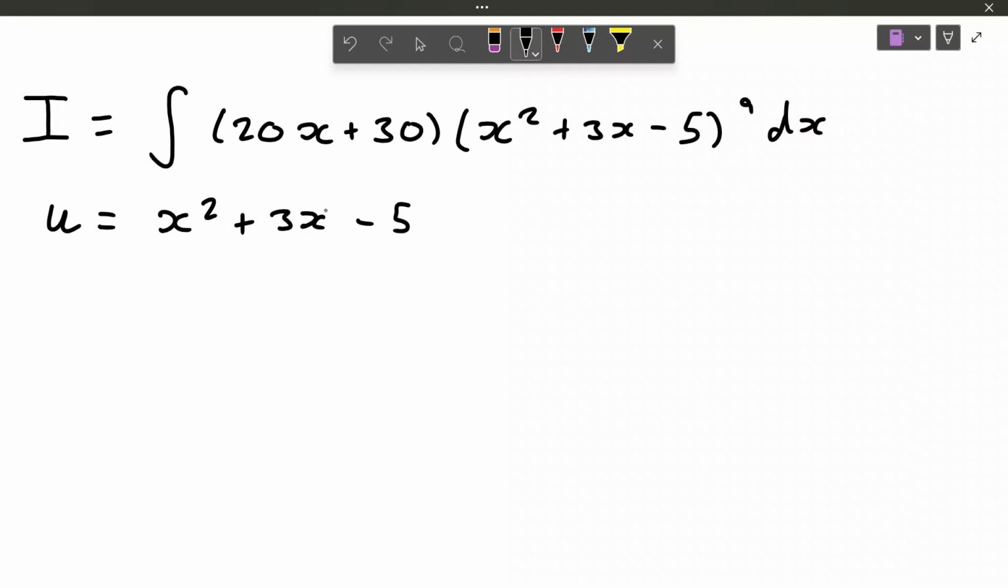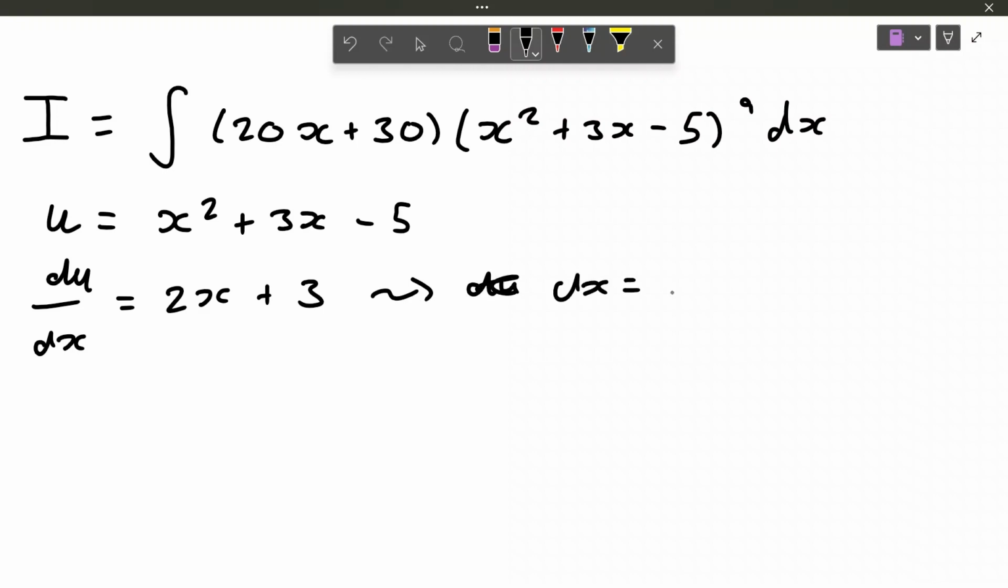So if we're going to do that, we've got a value for u, but we're going to need to find what du is. The way we do that is by differentiating u with respect to x, which gives us 2x plus 3, and then we can rearrange this to give us dx is equal to du over 2x plus 3, with the idea being that now we can substitute that expression in to here. So we're going to go ahead and do that.